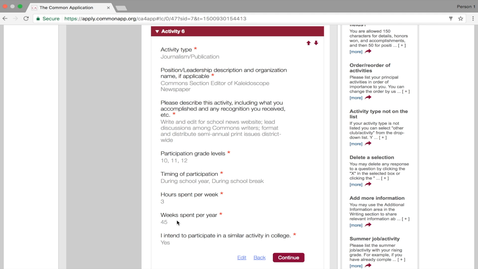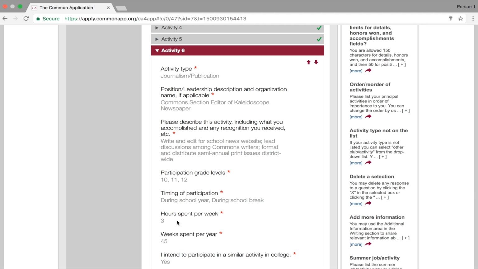Oh, yeah, okay, this is finally a good description. So I was a section editor for my school's newspaper. It was called the Commons section because there's this little alcove in our school called the Commons that people hang out in, and we would interview people there. Anyway, this description says that I write and edit for school news website; lead discussions among Commons writers; format and distribute semi-annual print issues district-wide. That was a pretty comprehensive description of what I did.